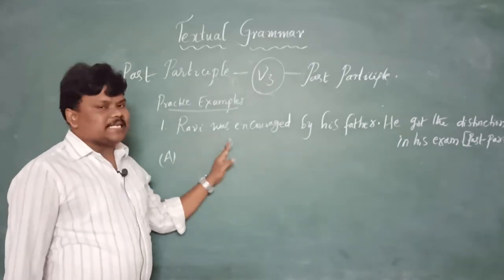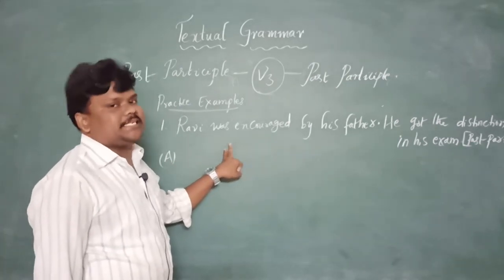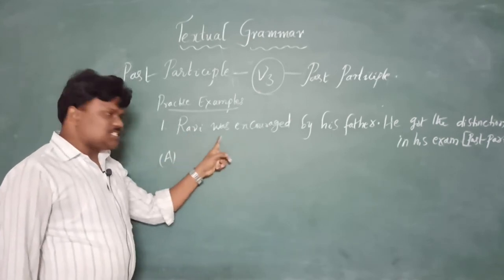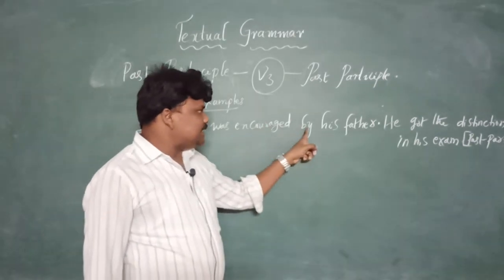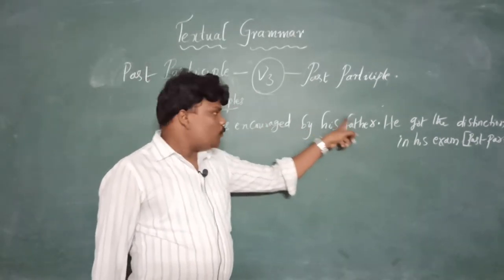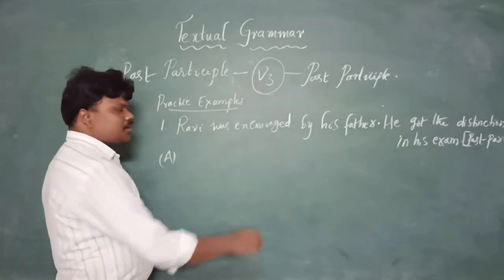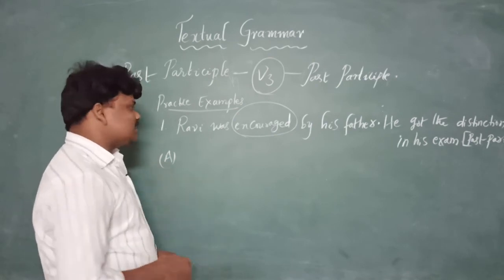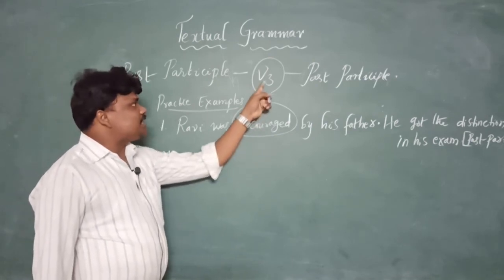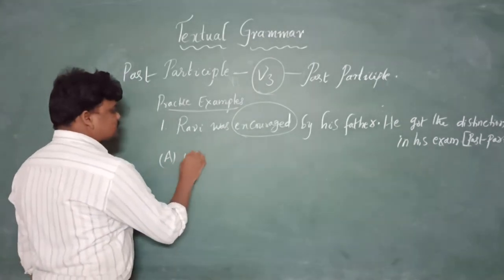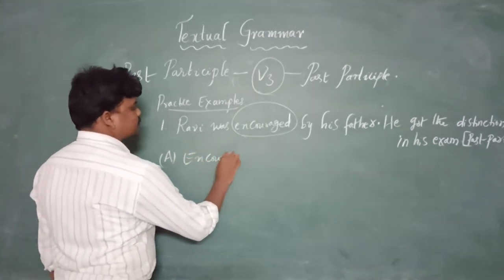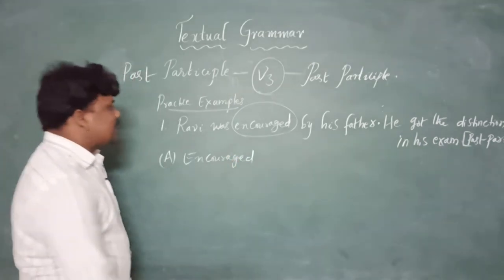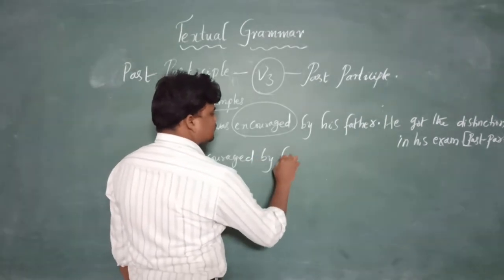So, in the first sentence, identify where V3 is. Is Ravi V3? Was V3? Encouraged V3? By, his, father? What is V3 in the first sentence? Encouraged. Yes, very good. Excellent. Many students said encouraged. Encouraged is known as V3. So, we need to start our answer with encouraged. Encouraged by his father.